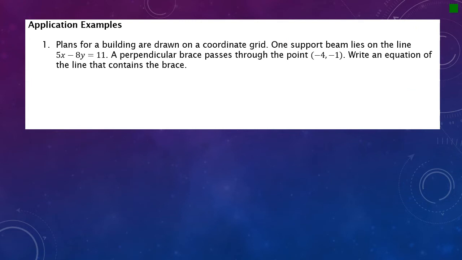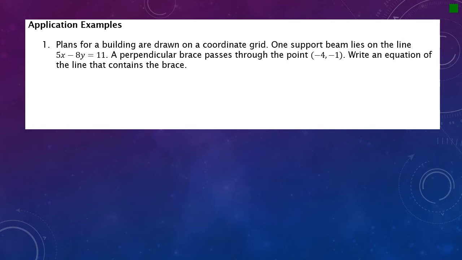All right, so now we're on to applications, which is essentially the exact same thing, but you have to be able to pick out the information from the scenario that you're given. So we're talking about plans for a building that are being drawn on a coordinate grid. One of the support beams lies on the line 5x minus 8y equals 11, and a perpendicular brace passes through the point (-4, -1). So we're looking for an equation of a line that contains the brace. So this is exactly the same thing as the previous few slides have been.